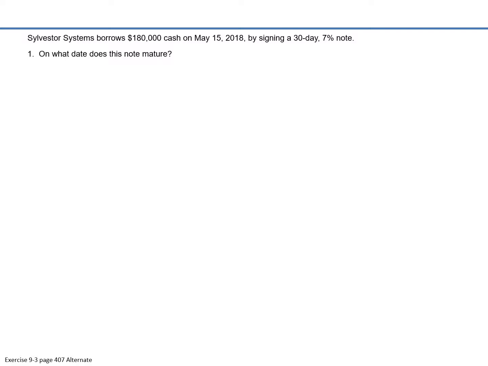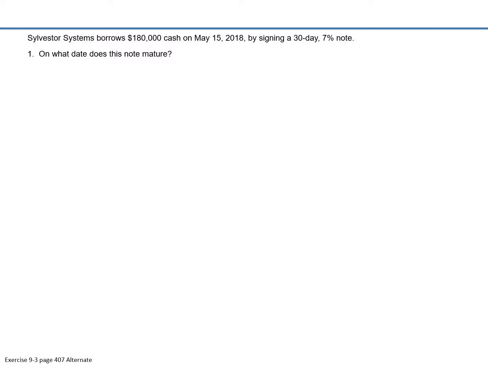All right, so same problem, different dates and numbers. Why don't you take a minute, see if you can answer the question here. Number 1, on what date does this note mature? Then when you're finished, resume the recording. We can go through it and we'll move on to the other parts of the problem as well.